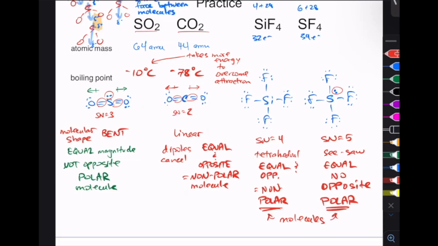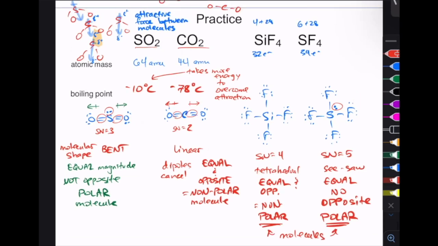So which one's going to have the higher boiling point? Sulfur or silicon? The sulfur tetrafluoride. Sulfur tetrafluoride has a boiling point of positive 40 degrees Celsius, and silicon tetrafluoride has a boiling point of negative 90 degrees Celsius. Okay, so you can make those strong predictions.